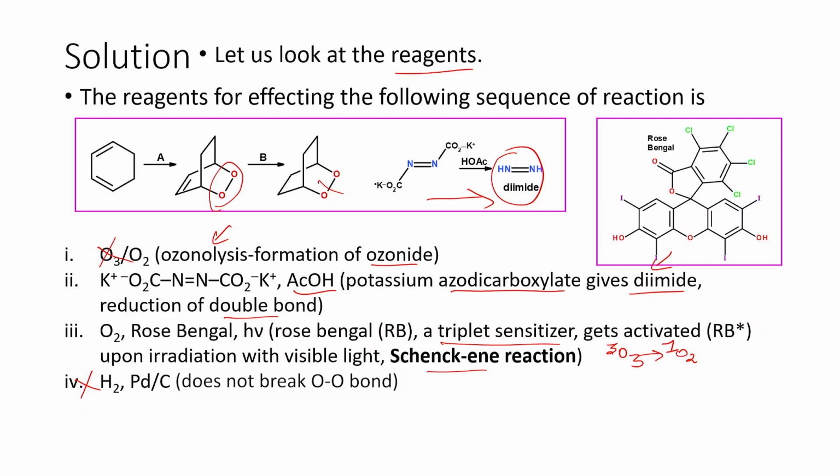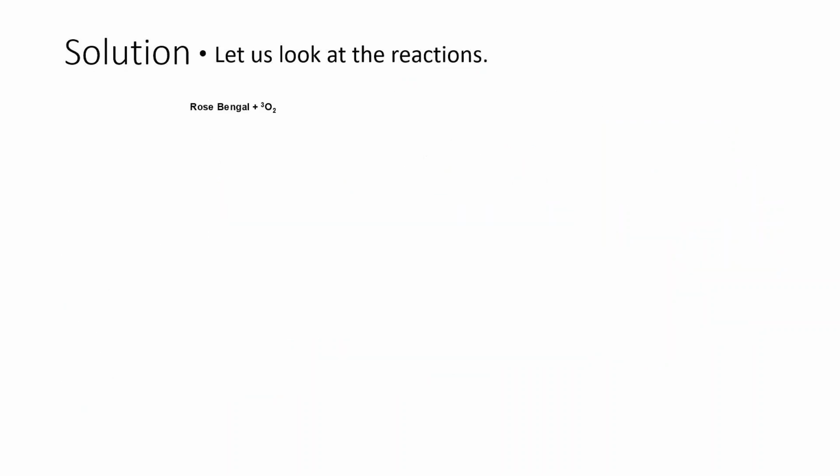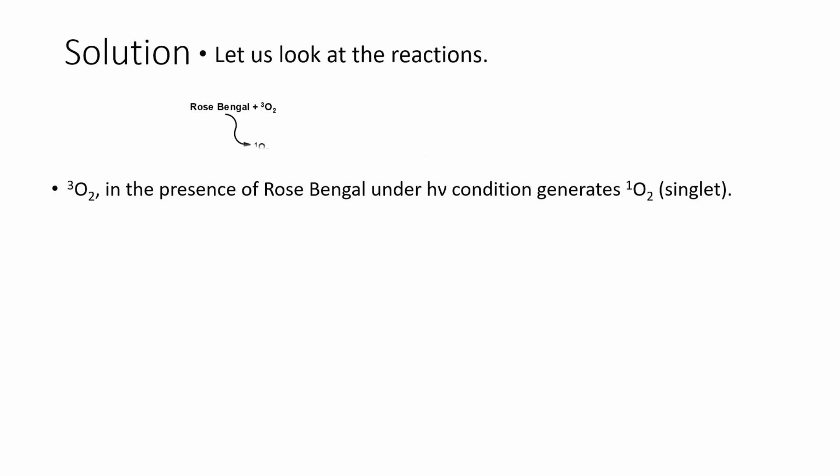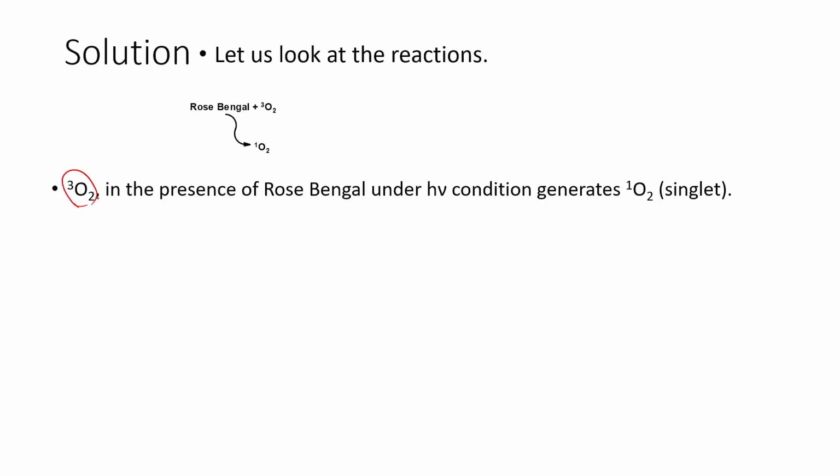So the only two combinations left out are potassium azodicarboxylate and the O2 and rose bengal combination. So let us look at how the reaction actually proceeds. In the presence of rose bengal and oxygen, photochemically, the triplet oxygen is getting converted to singlet oxygen. So this is the first step that happens.